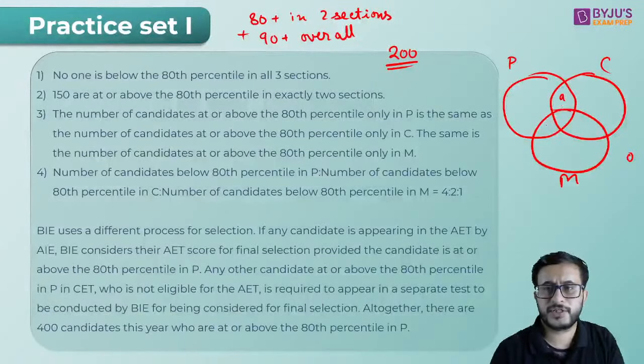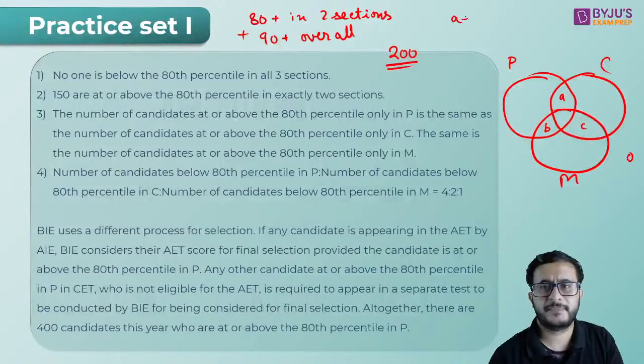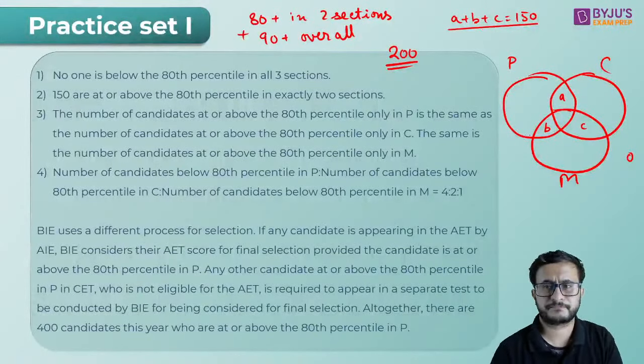So exactly two sections, let us say A, B, and C are the numbers over here. So that means A plus B plus C is 150. And that is the second thing given to us. Okay. So that means remaining four regions would add up to 50.